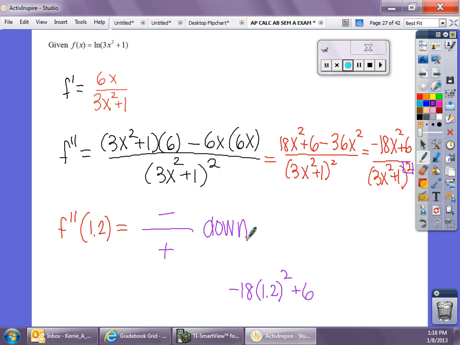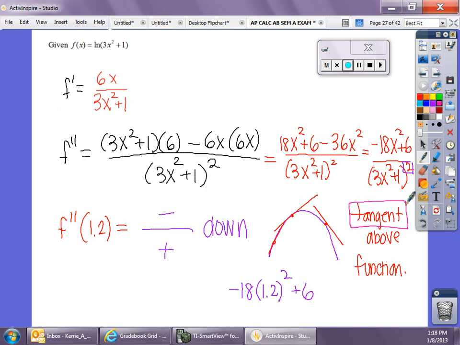So 1.2 squared would be a number bigger than 1 multiplied by negative 18, but adding 6, so I know that the numerator would actually be negative. Therefore, this function is concave down at 1.2. So concave down looks like this. The tangent line, anywhere you draw on a concave down function, no matter where it might be, the tangent is always above the function. So what does that mean? It means that the approximation is always bigger than the real.